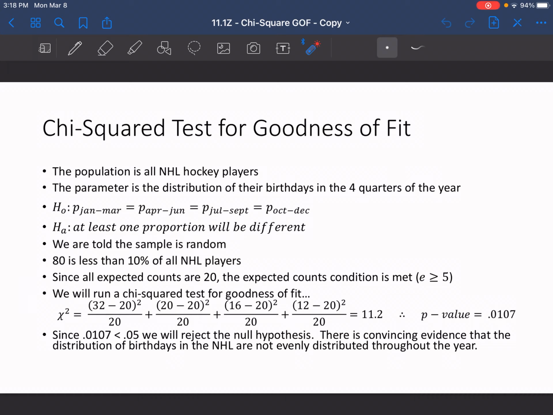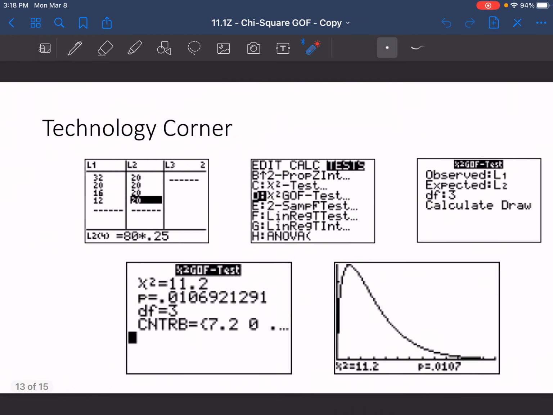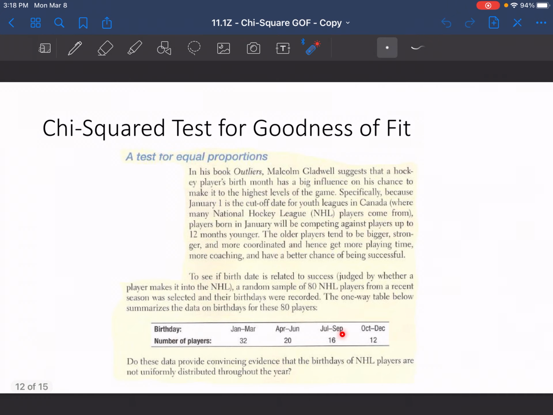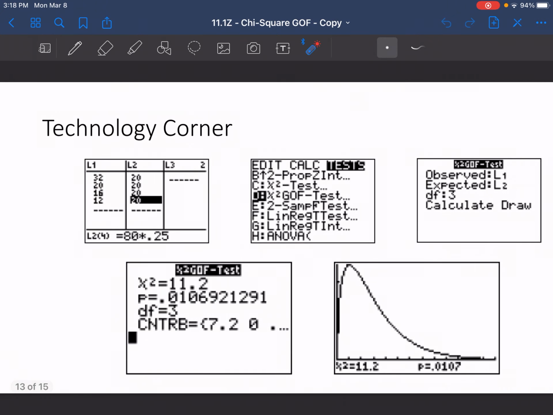From there, we would perform our do portion, which is that we will run a chi-squared test for goodness of fit. And if we run our chi-squared like that, we should get a value of 11.2 with a p-value of 0.0107. Now, how do you do that? If you go to stat edit right here, let's say that I want to enter all of my observed values, the values that I get from this table, in for L1, and then all of my expected values of 20 for all 4 quarters of the year.